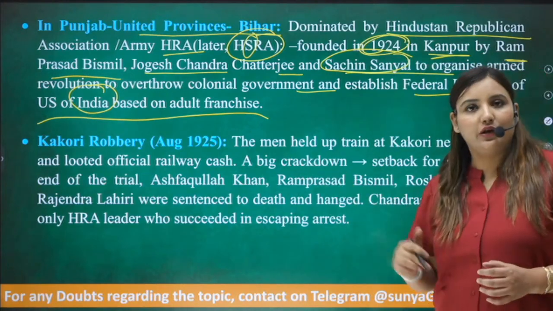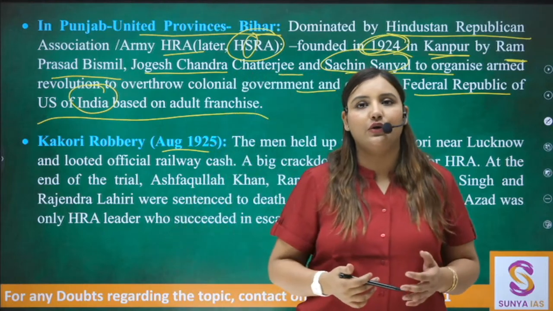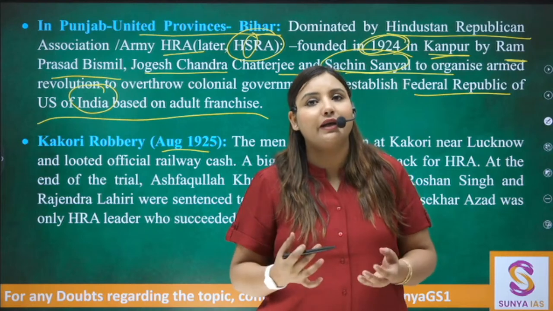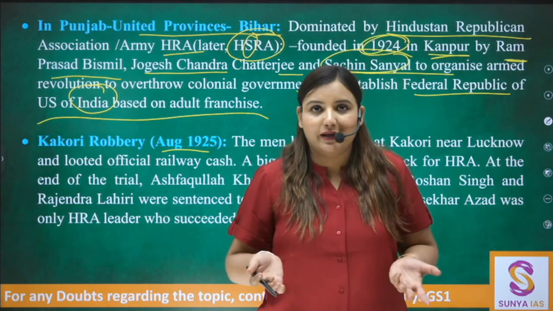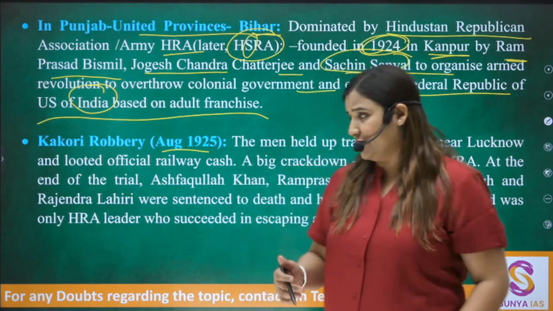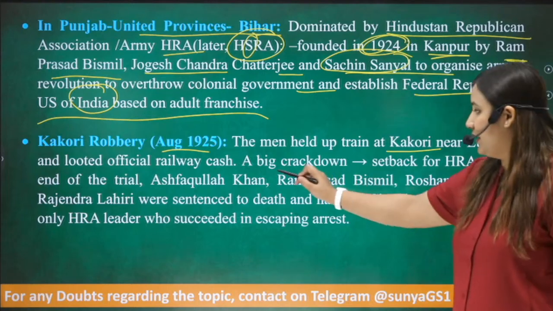There was a Kakori robbery also, because to get started with something and to lead a movement, they wanted to have funds, they wanted to have money, but they had no money. So to get money, they started doing robberies and all. Okay, so Kakori robbery was also there. The men held up a train in Kakori, which is near Lucknow, and they looted official railway cash. It was a big crackdown.